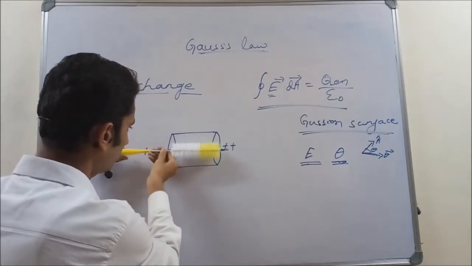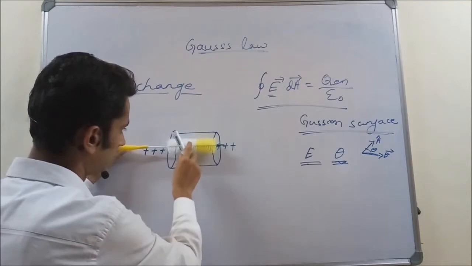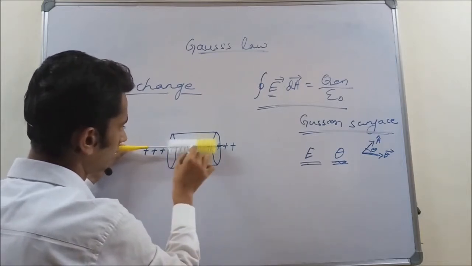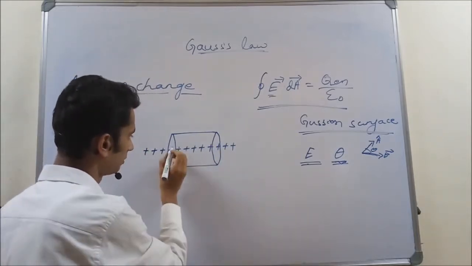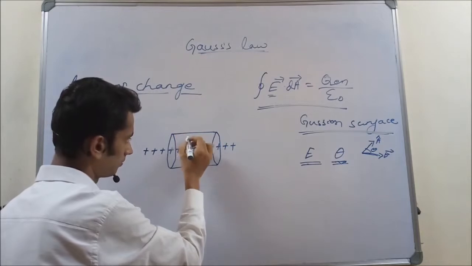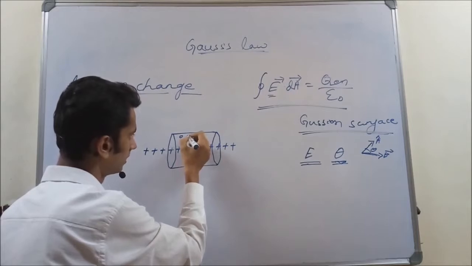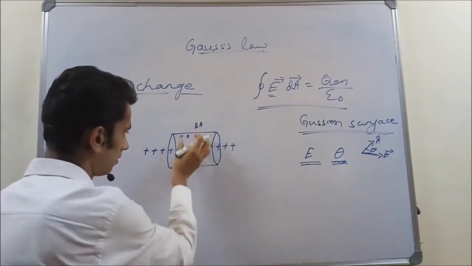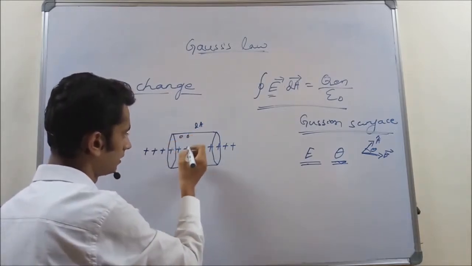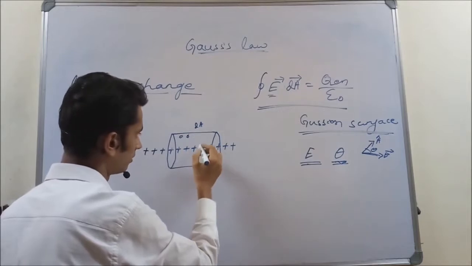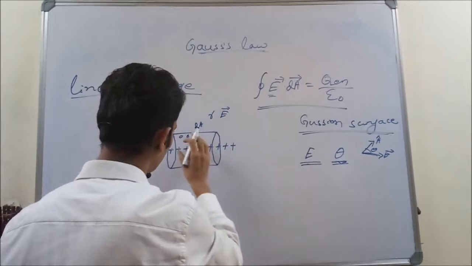The lines of force will come like this, and because the line of charge is present at the center of the cylinder, the distance between the line of charge and the curved surface is the same everywhere. If we take a very small area dA of the curved surface of the cylinder, then the distance between every dA and the line of charge will be the radius of the cylinder. So the electric field will be constant at the curved area.